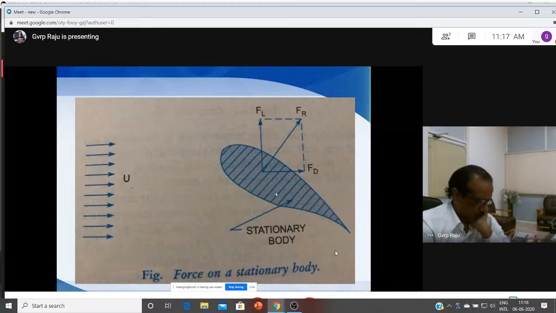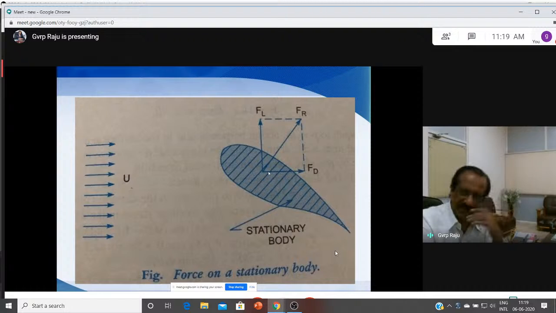Then what happens here? You can see that the force exerted by the fluid on the body is Fr, and it can be resolved into two directions. One is the force parallel to the direction of the motion of the fluid, and you can also resolve the force which is perpendicular to the direction of the motion of the fluid. So this Fd is called the drag force.